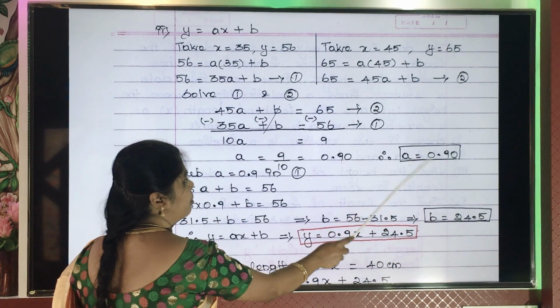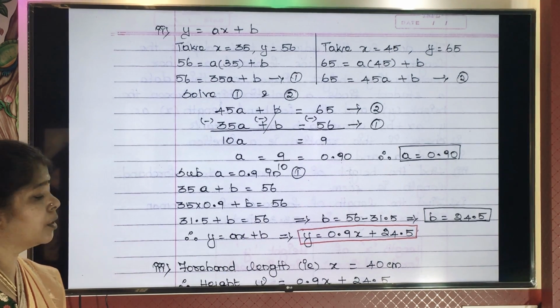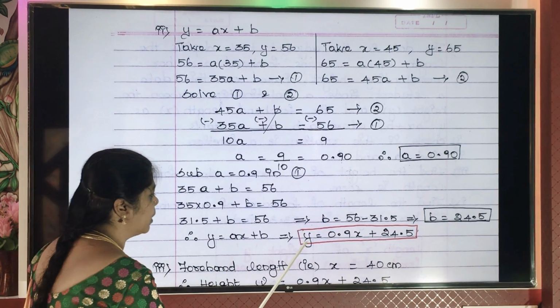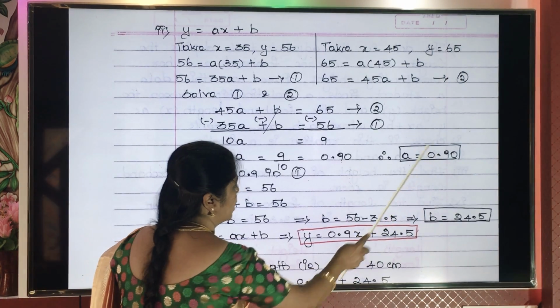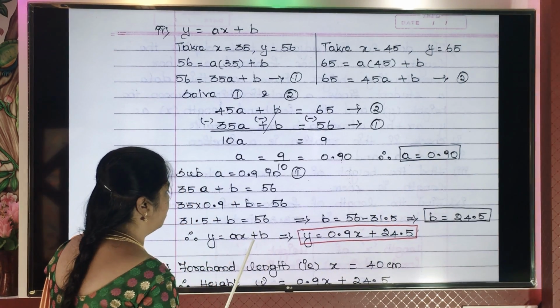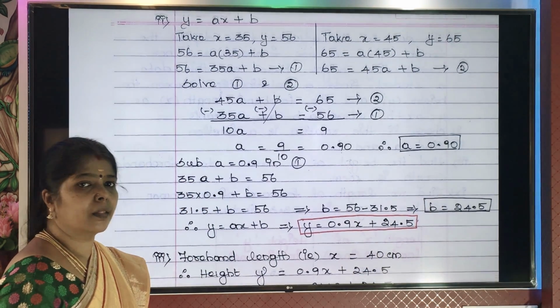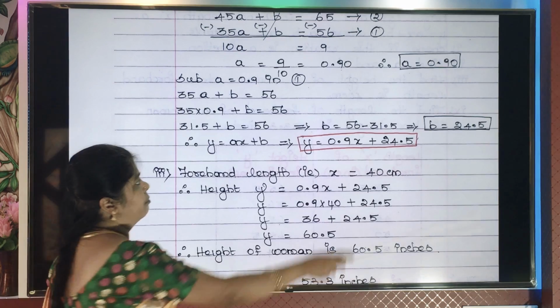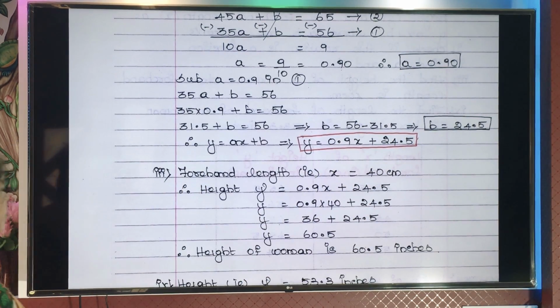Maybe you can substitute both this a and b in the equation y is equal to ax plus b, so that you will get y is equal to, in the place of a, 0.9 into x plus, in the place of b, 24.5. Clear? So now we have found out a and b and we have got this equation.